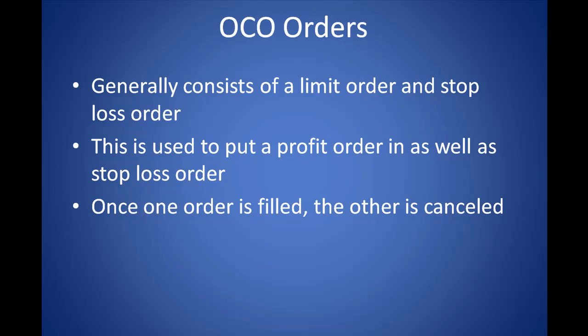The last order we will cover is known as the OCO, or one cancels the other order. This order type generally consists of either a limit order and a stop loss order, or a buy limit order and sell limit order. This order type will cancel the other order once one order is activated. This is useful when having positions that you do not want to attend to all day.